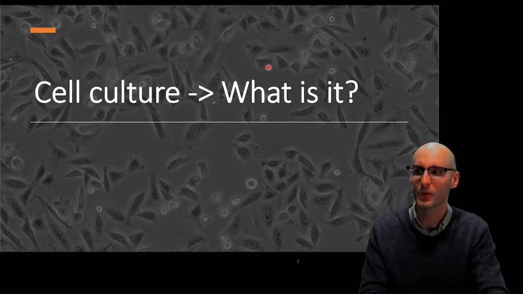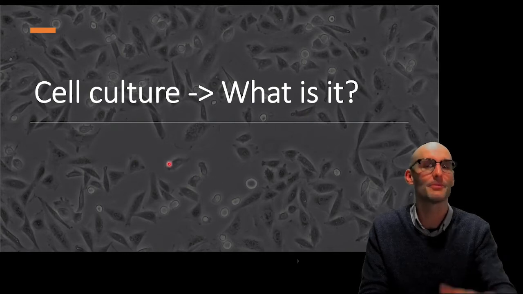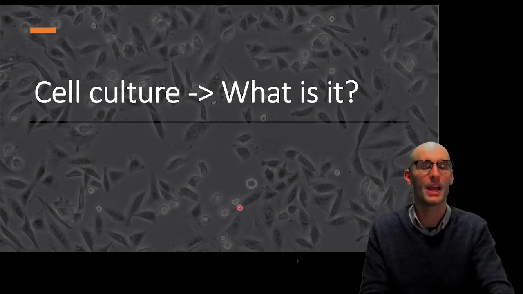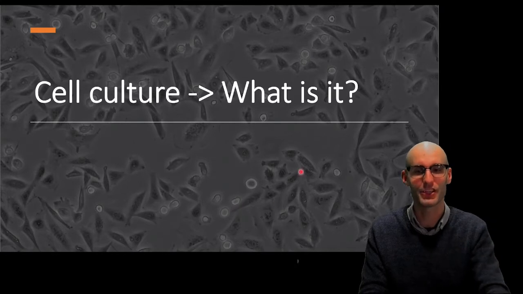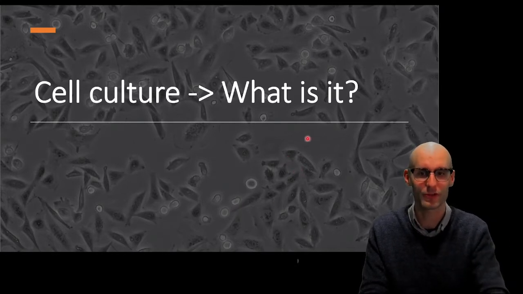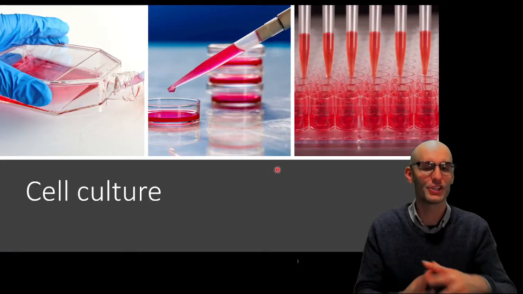Here we have some cell cultures, cells growing on a dish, and we can see them nicely because of phase contrast microscopy. One of the cool things about cell culture is you can actually view your cells under a microscope growing live. But I'm getting a little bit ahead of myself, so let me jump back into it.